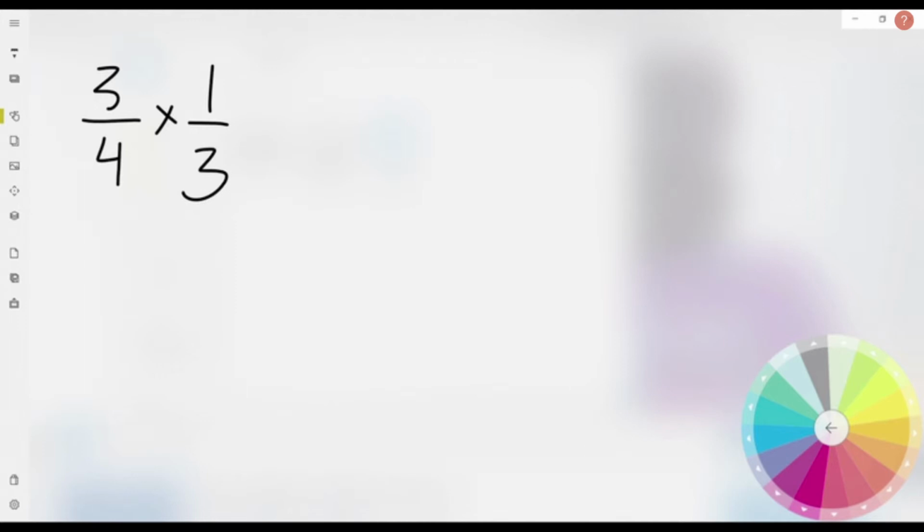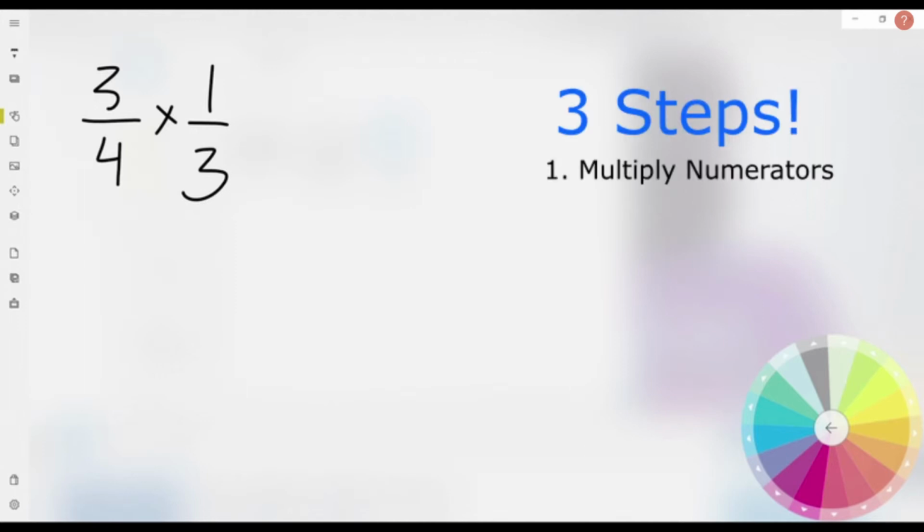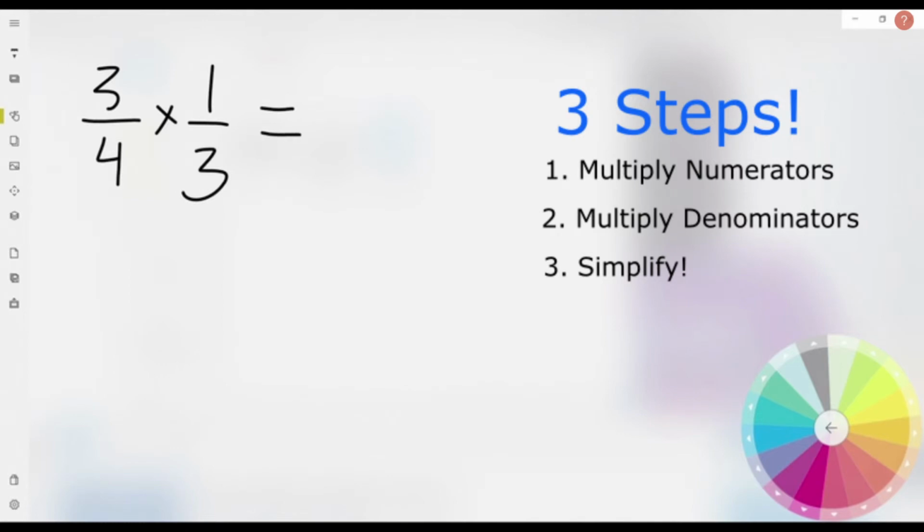So this is a simple 3-step way to do this. First step, we're going to multiply our numerators. Second step, we'll be multiplying the denominators. And our third step is to simplify. Sounds pretty easy, right?